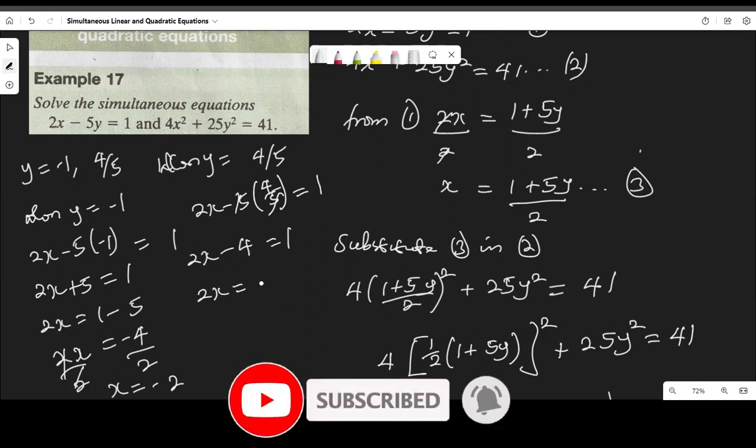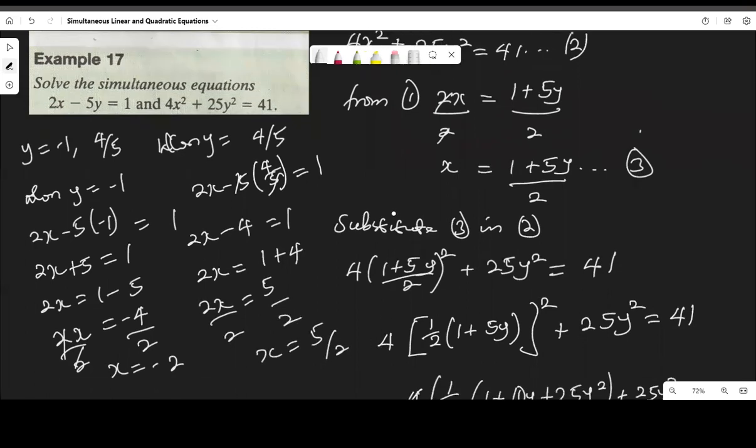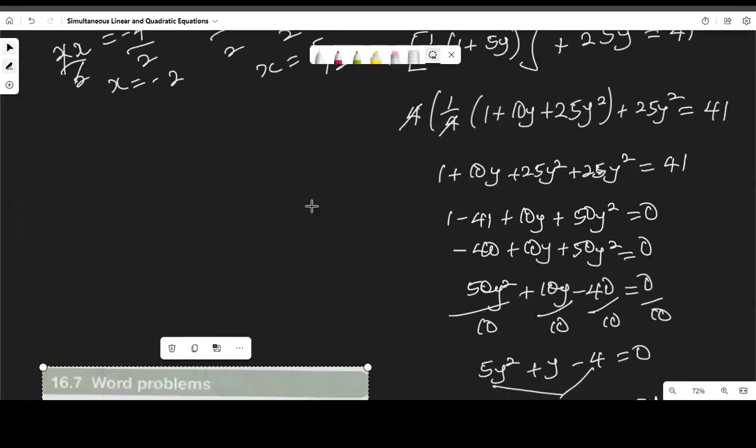2s equal to 1 plus 4. 2s is equal to 5. Divide both sides by 2. S is 5 over 2. That is it for question 1. So let's go on to one more question.